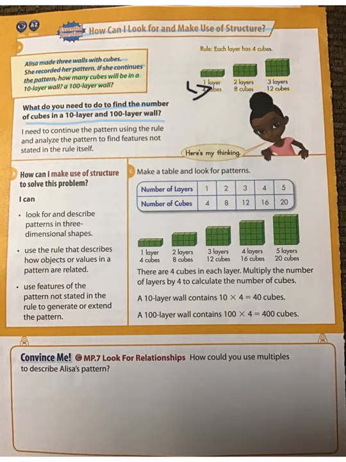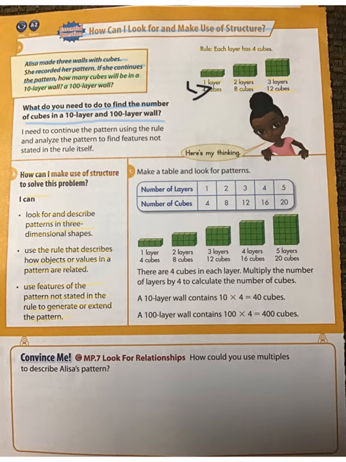So, let's look down here. Here are some strategies that how you can use structure to solve a problem. You can look for and describe patterns in 3-dimensional shapes. You can use the rule that describes how objects or values in a pattern are related, and you can use features of a pattern not stated in the rule to generate or extend the pattern.